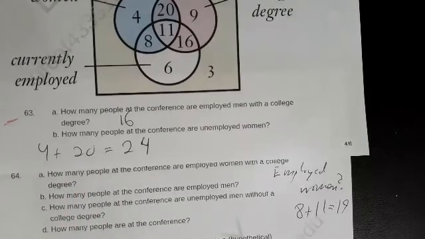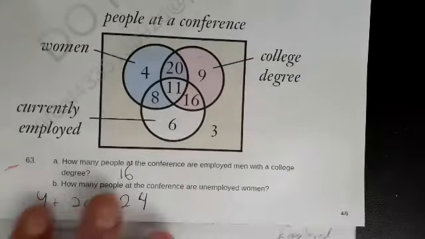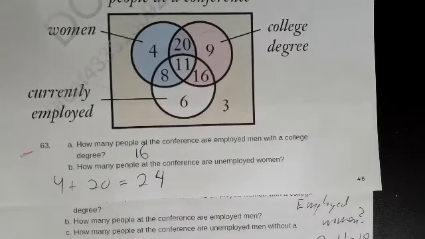And if we want employed women with a college degree, which one would that be? How many women did what? Employed women with a college degree. 31.